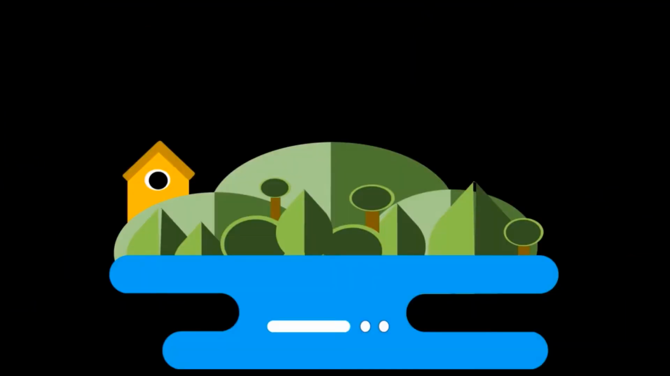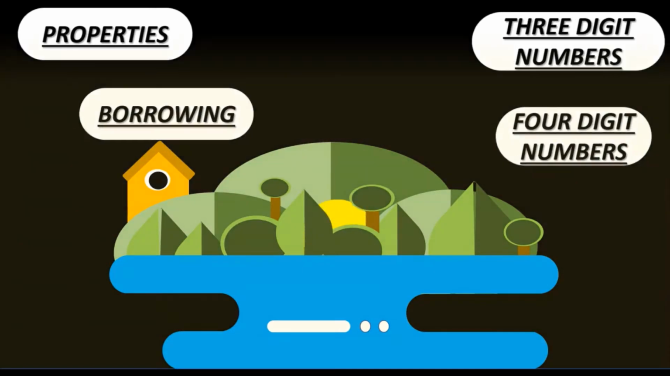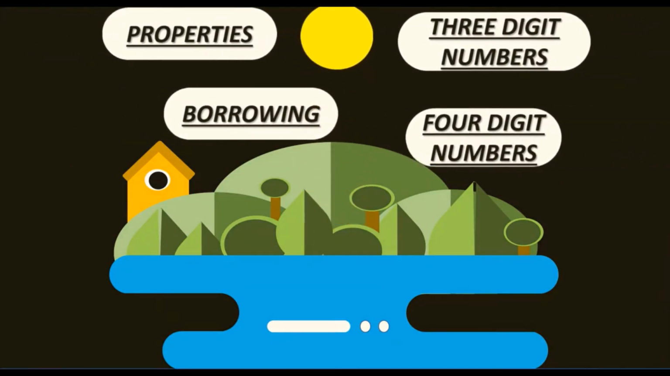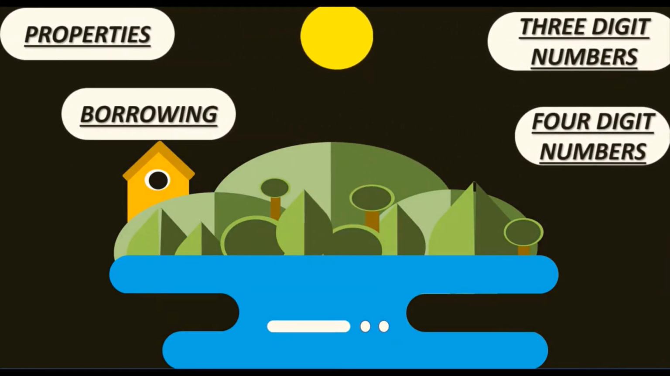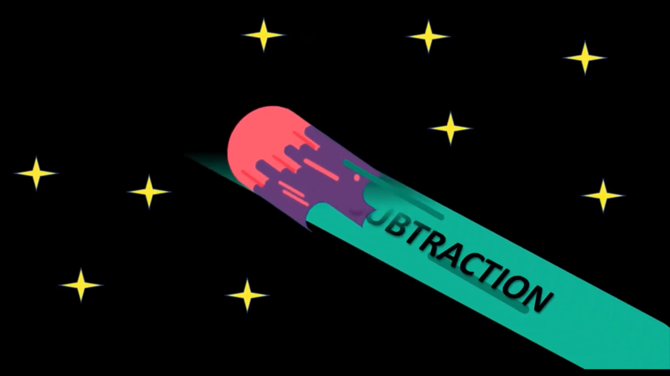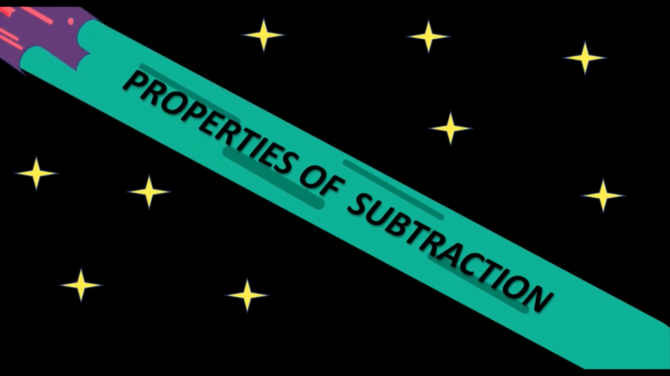So in the chapter subtraction, we are going to study the properties of subtraction. Then we are going to subtract 3-digit numbers with borrowing and without borrowing, and subtract 4-digit numbers with and without borrowing. First, we take up the properties of subtraction.